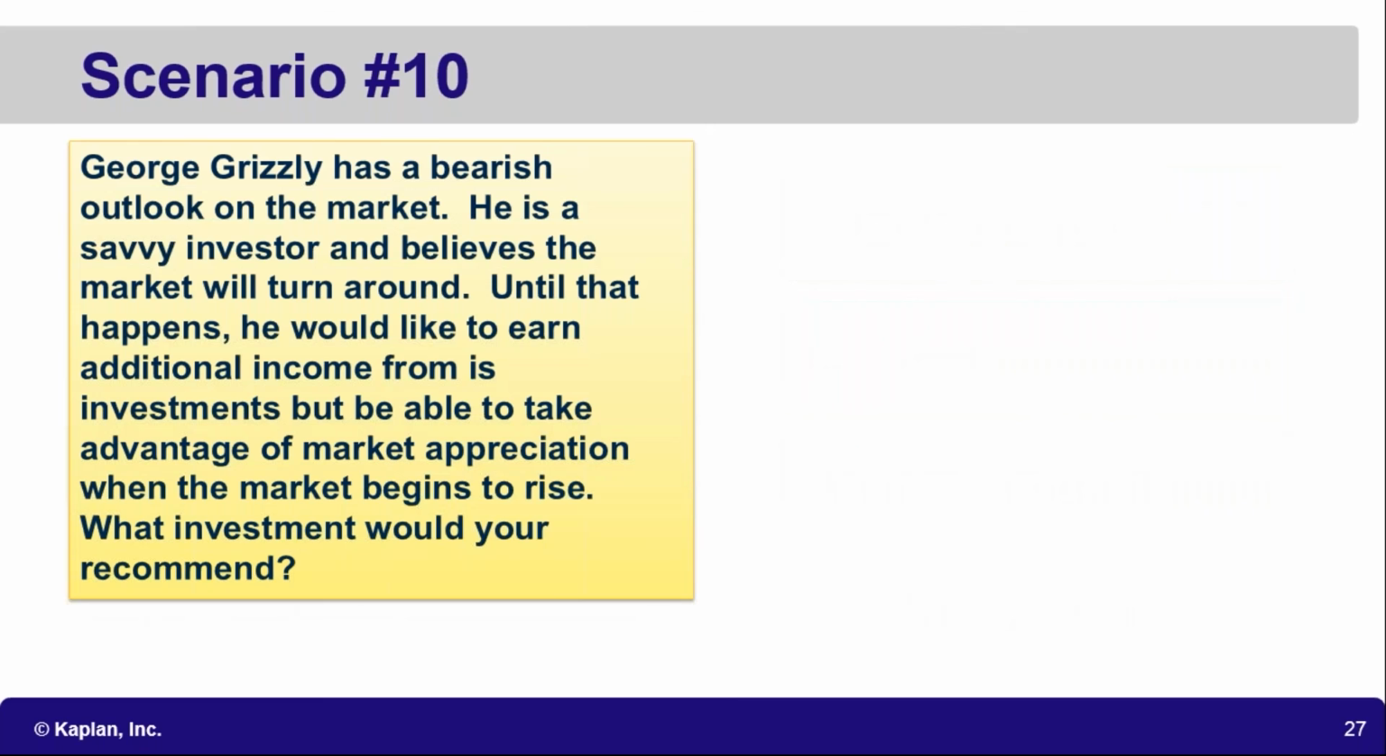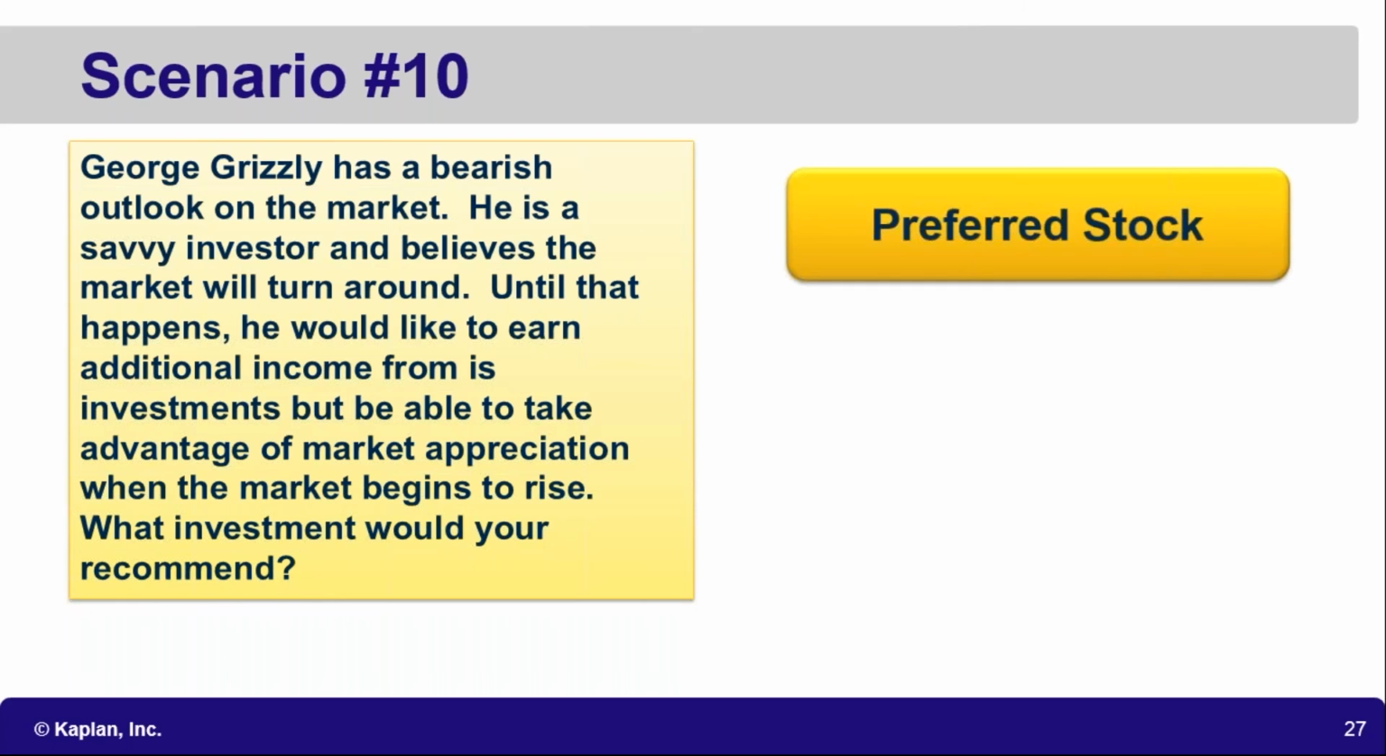George Grizzly has a bearish outlook in the market. He's a savvy investor, believes the market's going to turn around. Until that happens, he would like to earn additional income from his investments, but be able to take advantage of market appreciation when the market begins to rise. So he's looking for income now, but he wants an investment that gives him income now, but also has the benefit of capital appreciation in the future, where the investment can go up over time.